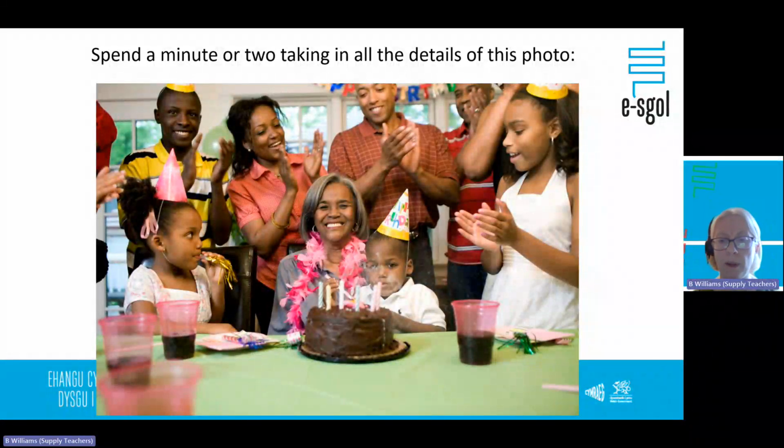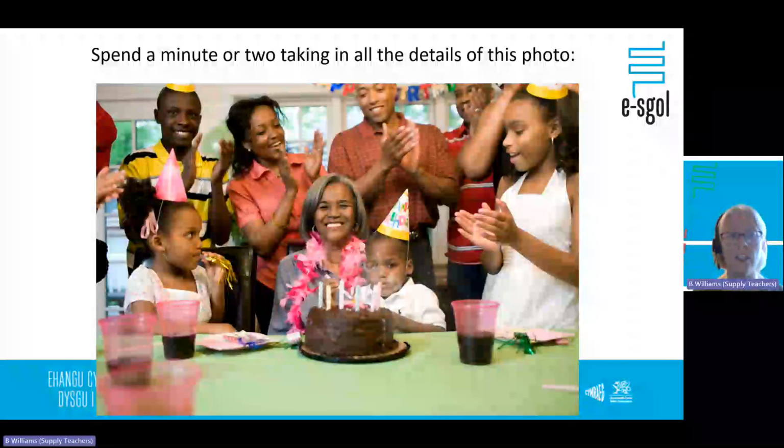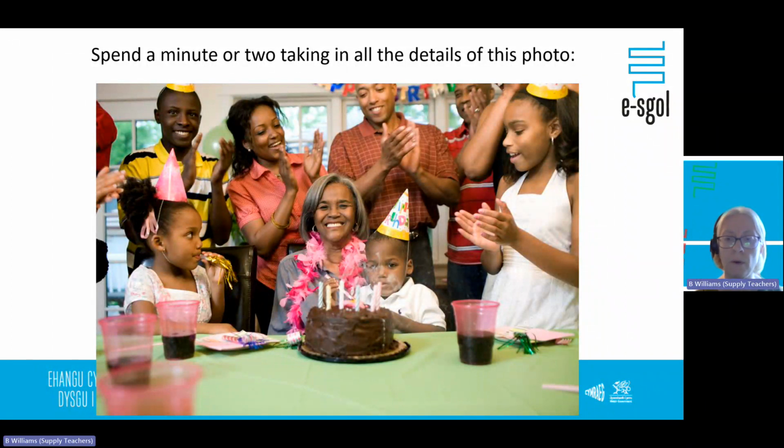So by now I'm hoping that you've been able to gain some information about in which order to use your describing the photograph sentences and the PALM, maybe W structures. So I'd like you to spend a minute or two taking in all the details of this photo. And if you pause the video now and go back to the knowledge organisers that I gave at the beginning and try and describe this photograph. So pause, note down some pointers, and then try and describe this photograph.